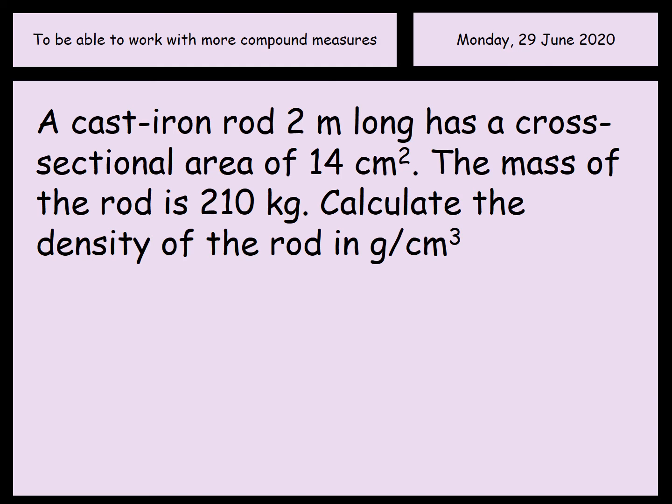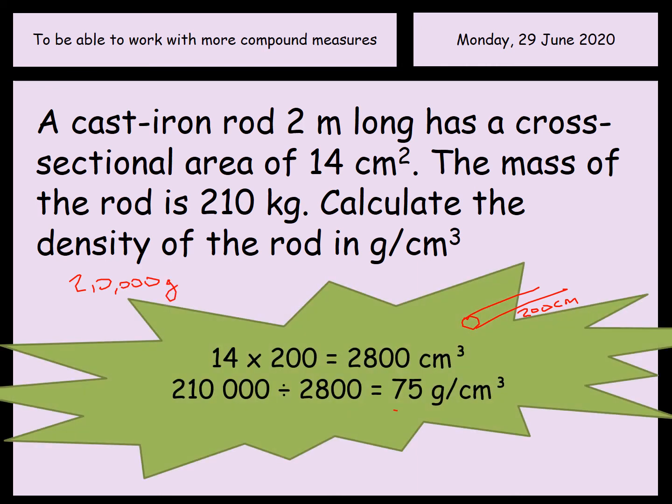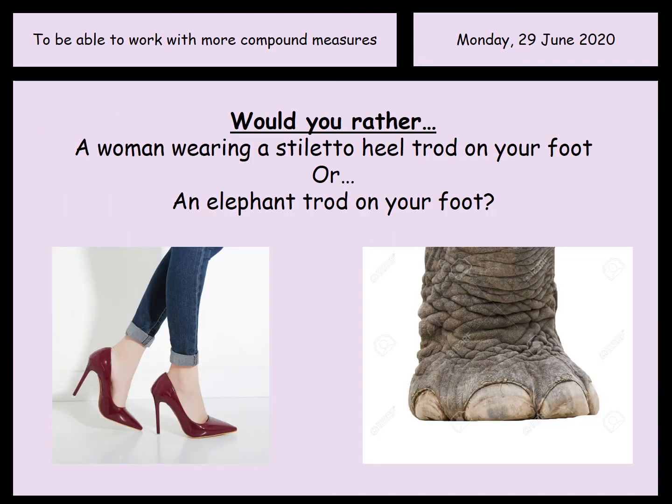So cross-sectional area here, it doesn't really matter what it looks like. So this bit is 14 centimeters squared, 2 meters long, or better still 200 centimeters. That's going to get you the volume. We've got the mass, which again is 210 kilograms, or better still, this value. Okay, and so you should end up with 75 grams per centimeter cubed. Brilliant. Hopefully you did well on that one.